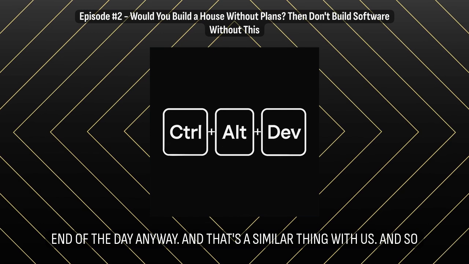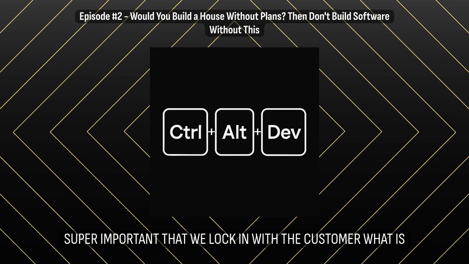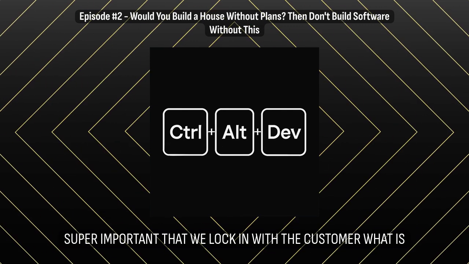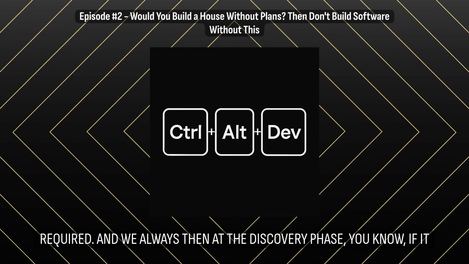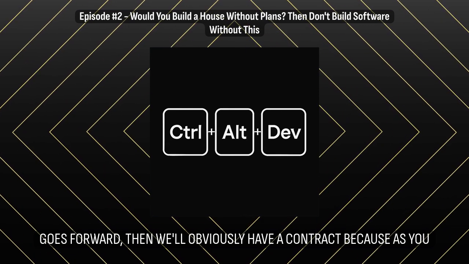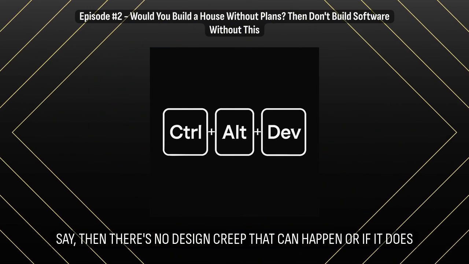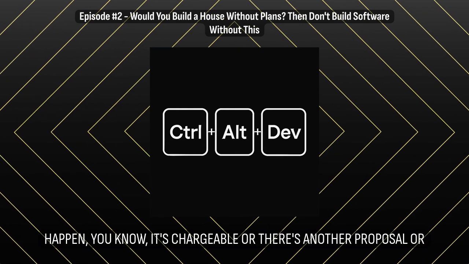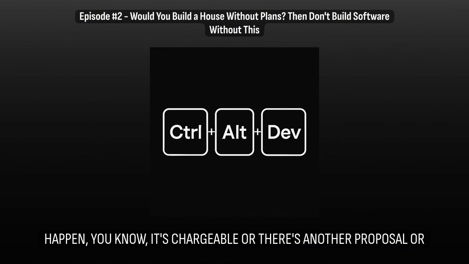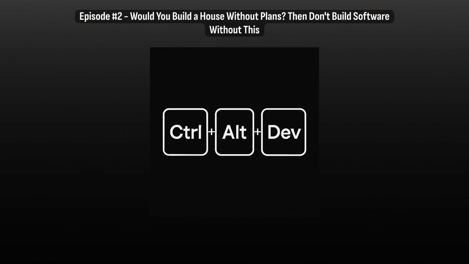And so it's super important that we lock in with the customer what is required. And we always then, at the discovery phase, if it goes forward, then we'll obviously have a contract. Because as you say, then there's no design creep that can happen. Or if it does happen, it's chargeable, or there's another proposal or another spec that goes out for that extra piece of work. Yeah, definitely.